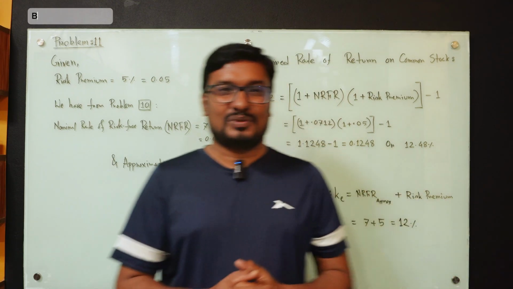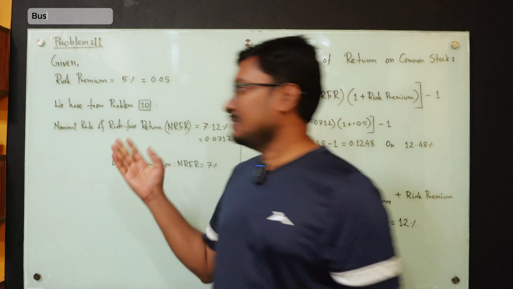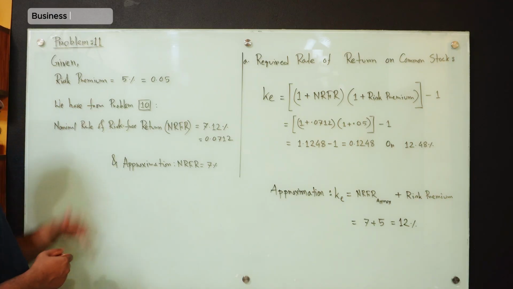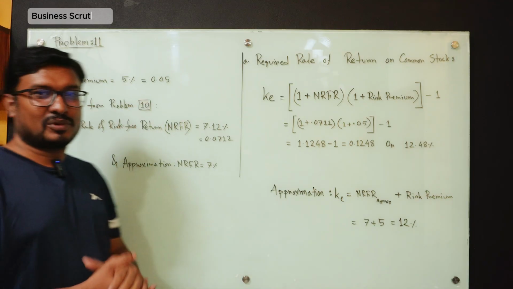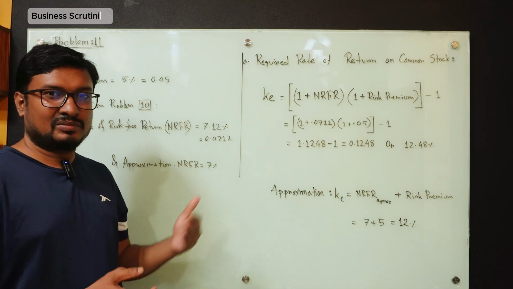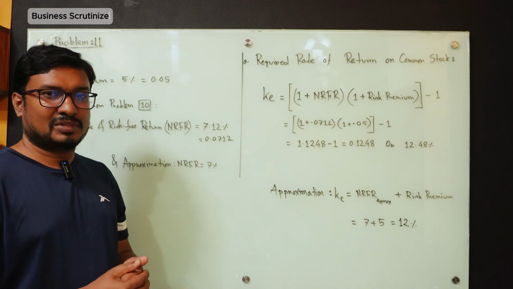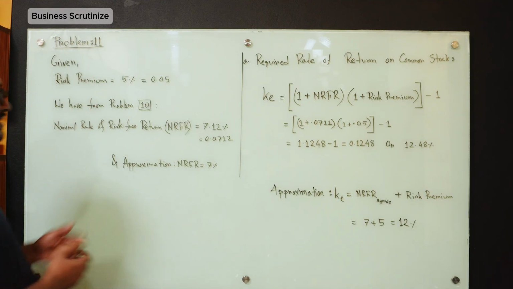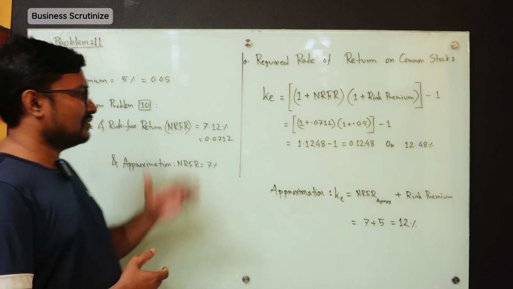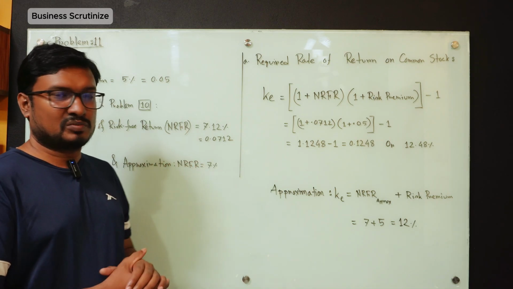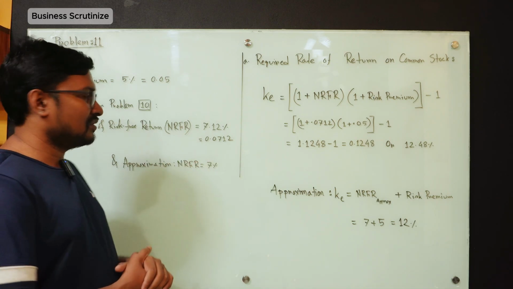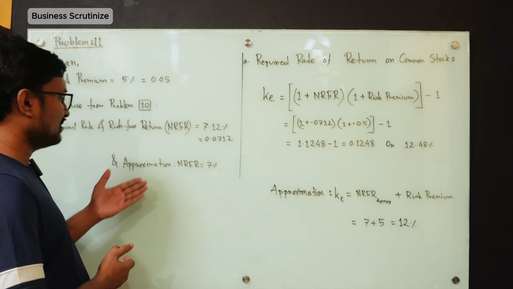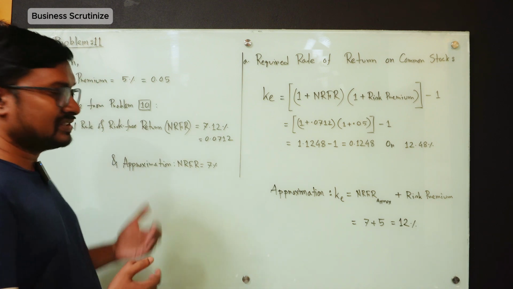Now we have to compute problem number 11. Here we are given a risk premium of 5%, so we can write 0.05. We also have to consider from problem number 10 the nominal rate of risk-free return, or NRFR, which we computed there as 7.12%. That can be written as 0.0712, and we also have its approximation, which is NRFR equals 7%.